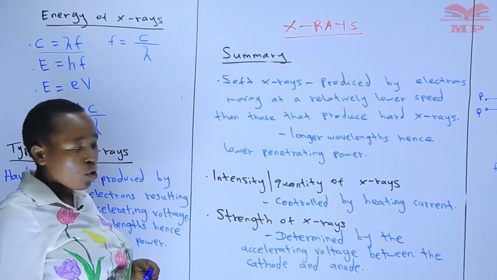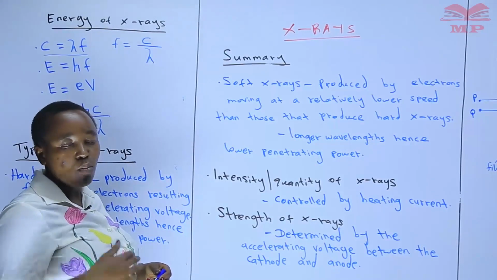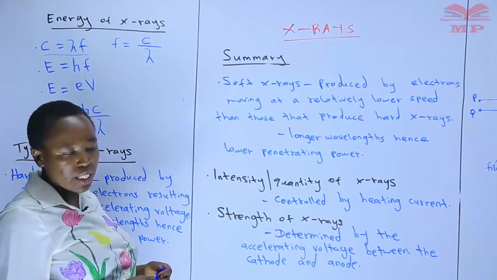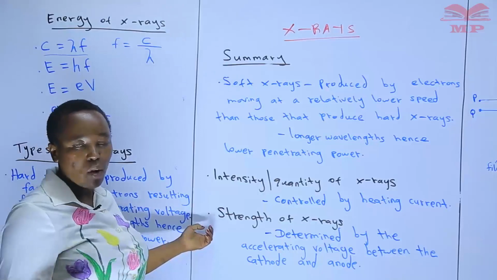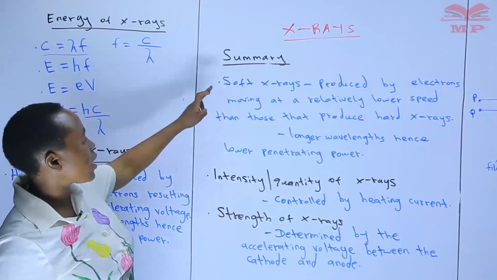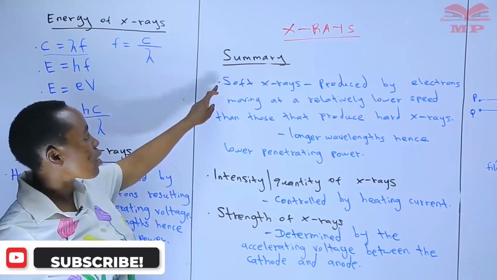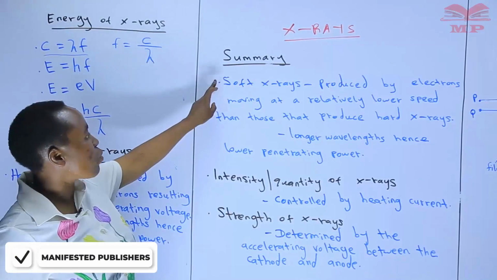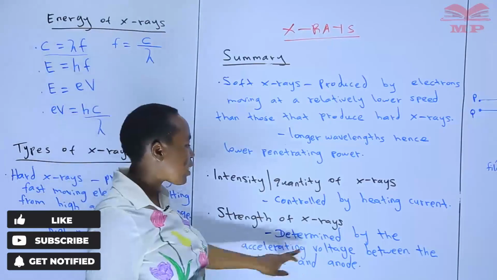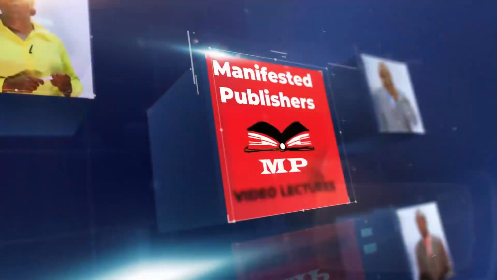So when the accelerating voltage is high, then it means that the electrons will move at a faster speed, or at a faster velocity, and therefore the strength of that X-ray will be more. So it is the one that we are using in explaining the soft and the hard X-rays. So when you want to produce hard X-rays from a machine which is producing soft X-rays, you just need to increase the accelerating voltage between the cathode and the anode.